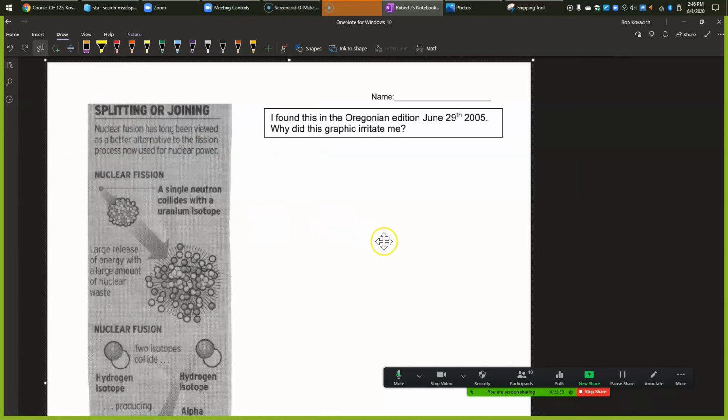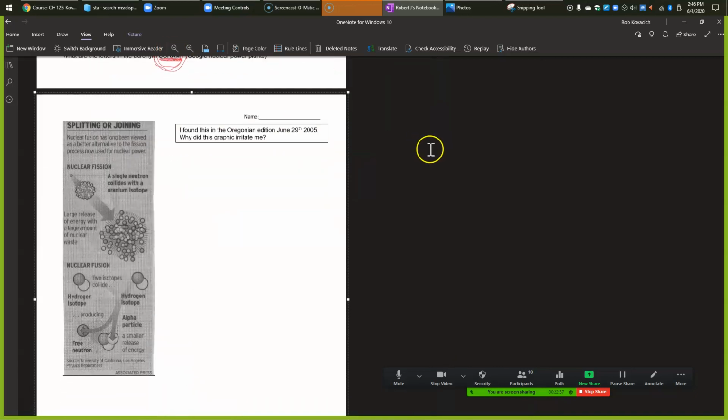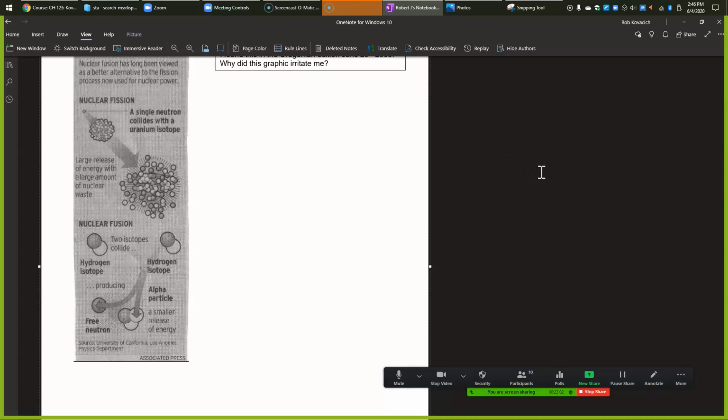Why did this graphic irritate the hell out of me? Because they got it wrong. Nuclear fission produces, I think, is it nuclear fission that produces more energy? Yeah, nuclear fusion is so hot that no container on Earth could actually move it. So the fact that they say a smaller release of energy is just stupid, right? This is incorrect. This is utterly wrong. And then nuclear fission only releases enough to just about boil water. No, that's not true.